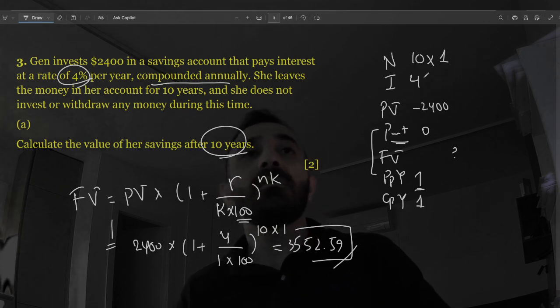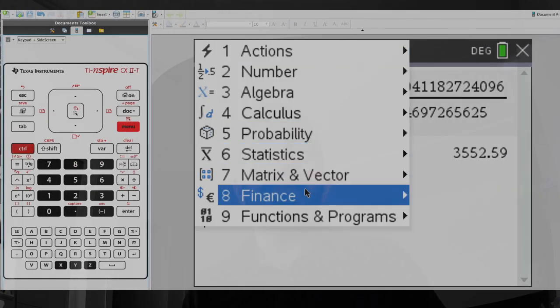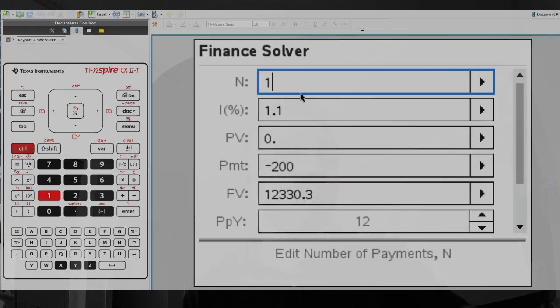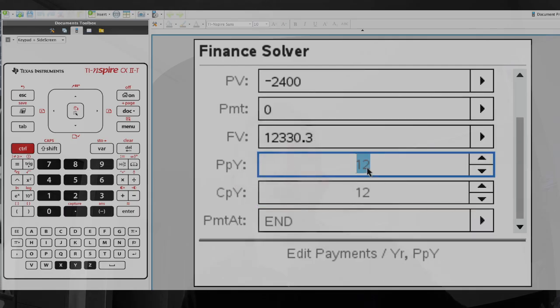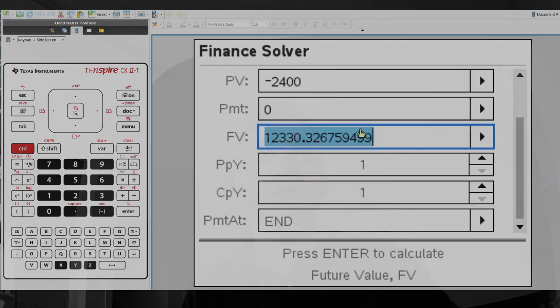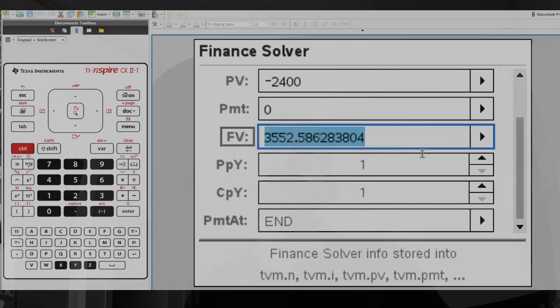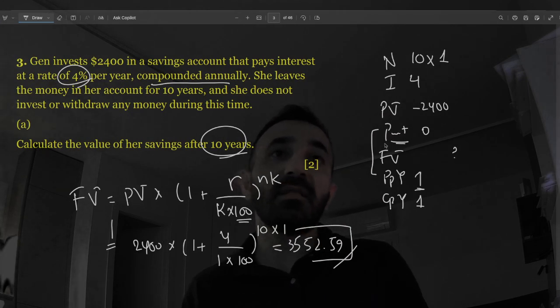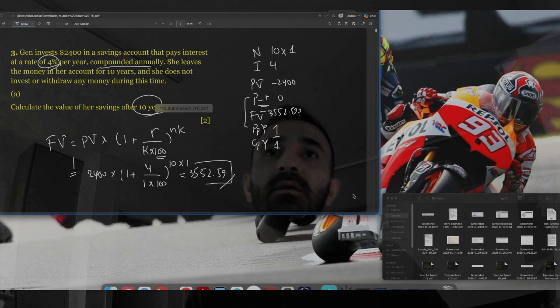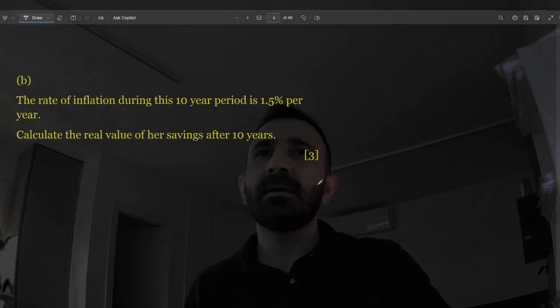Now let's put these values into the calculator. Finance solver: N is 10 times 1, which is 10, interest 4%, present value minus 2,400, PMT 0, we don't have any regular payment. Future value is what I want to find, but before that I have to adjust these values and press enter. 3,552.59. You literally got the same answer, 3,552.59.